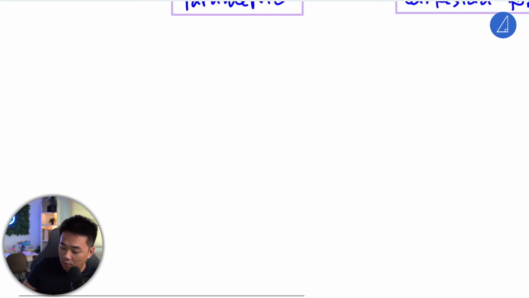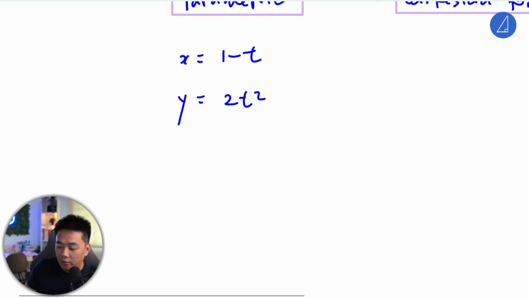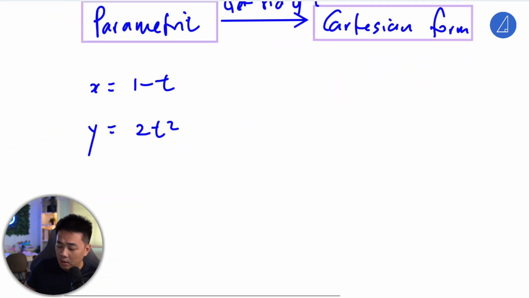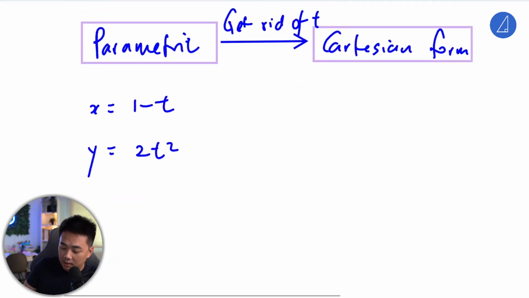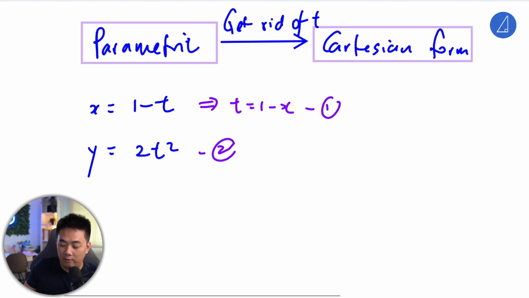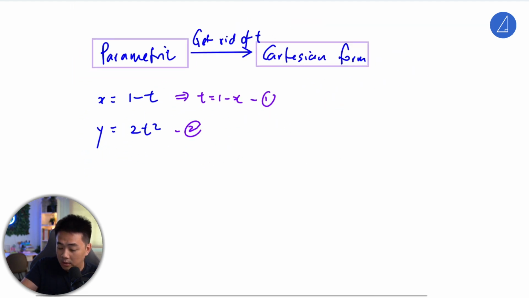So in this case, we have x equals to 1 minus t, and after which y equals to 2t squared. So we need to find the Cartesian form here. How we do it is just make t the subject. So t is equals to 1 minus x. So I'm just going to sub 1 into 2 because I want to get rid of the t.